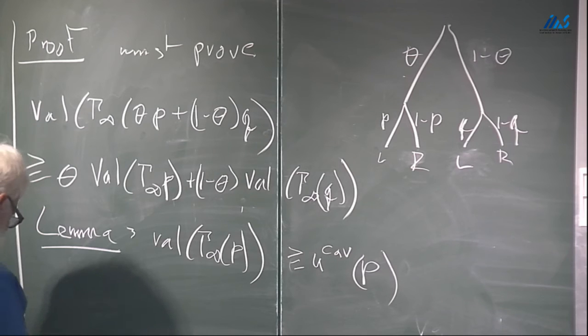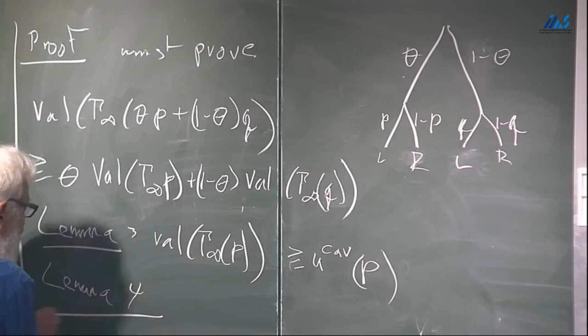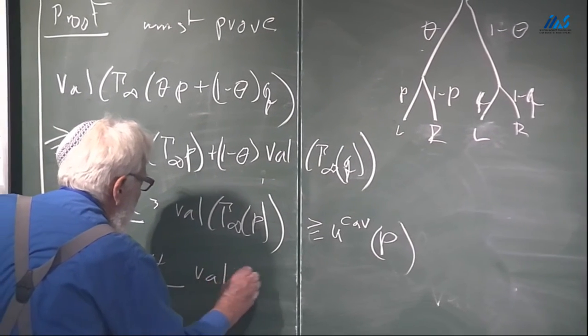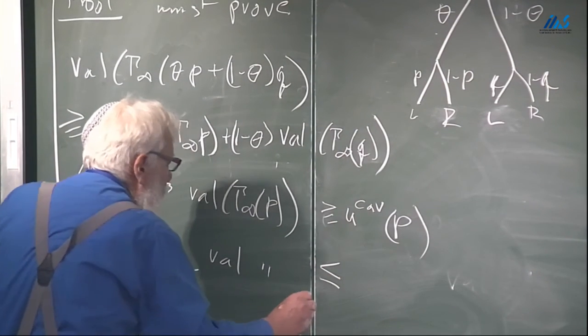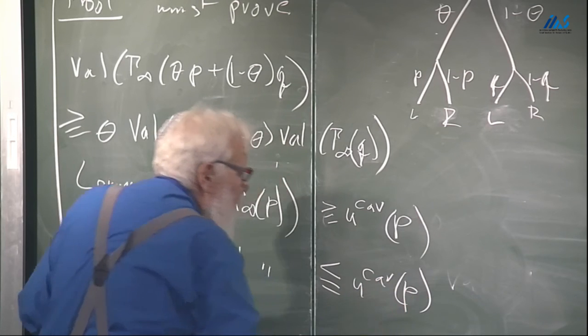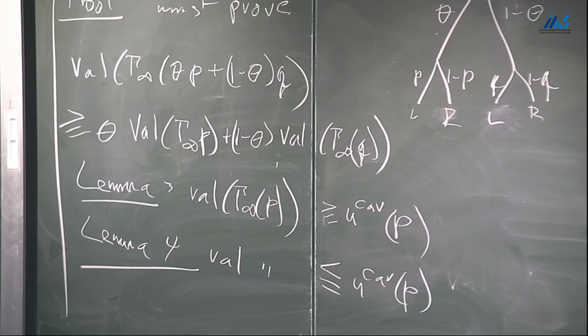And lemma 4, and that's the end. Lemma 4 is that the val is less than or equal to u cav of p. Okay? And how do we prove that? So again, this is very similar to the proof of that, the value in the first case we looked at was 1/4. What happens?